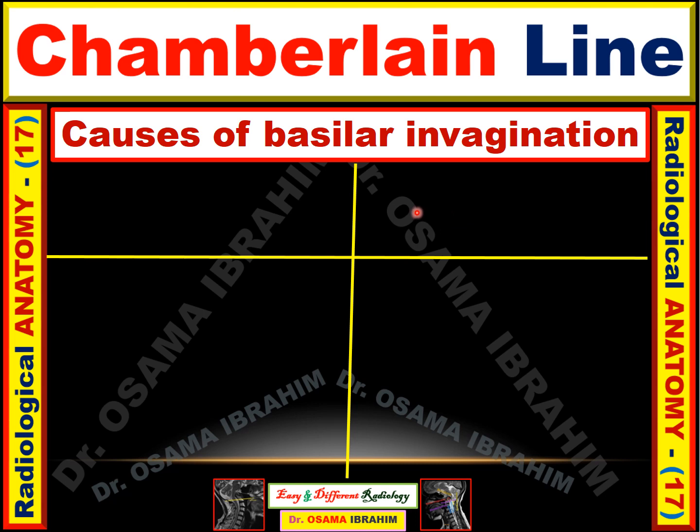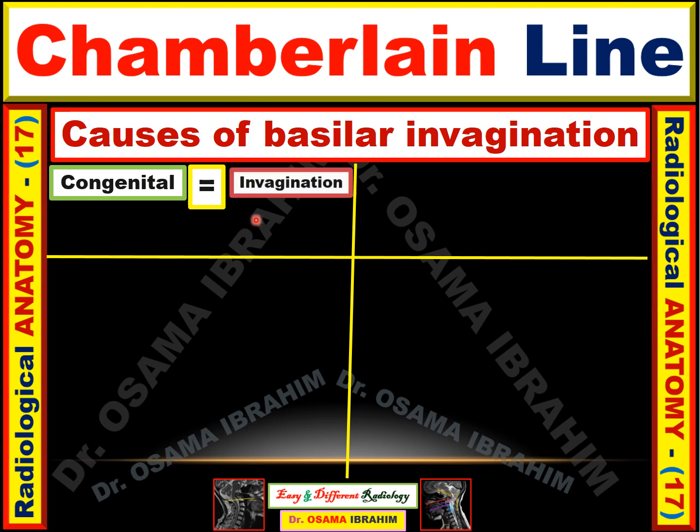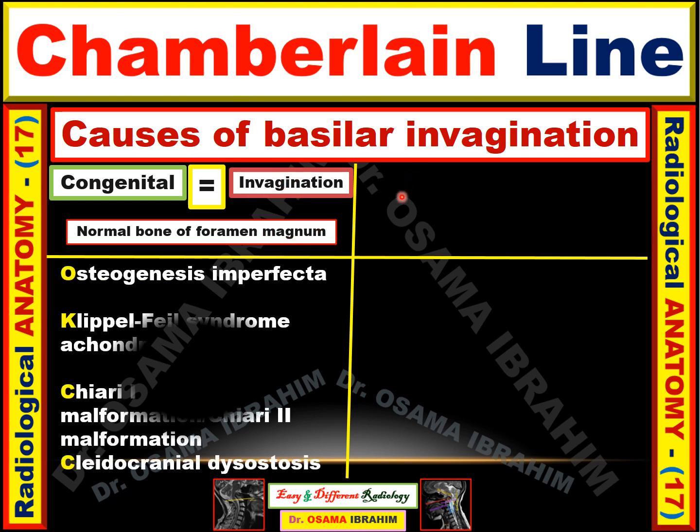Causes of the basilar invaginations. What are the diseases related to or resulting in basilar invaginations? The diseases are classified into congenital and acquired. The congenital causes are referred to as invaginations, and invaginations refer to normal bone of the foramen magnum. There is no softening of the bone of the foramen magnum. The congenital causes which can cause basilar invaginations are osteogenesis imperfecta, Klippel-Feil syndrome, achondroplasia, Chiari 1 or Chiari 2 malformations, and cleidocranial dysostosis. These lesions are associated with no softening of the bone of the foramen magnum, so it is called basilar invagination.